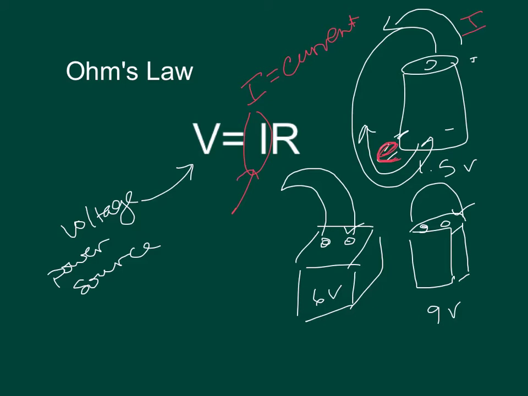And R is the resistance. It's your friction. It's basically how much you don't want to go from one side to the other. It's the friction in the wire. It slows down the current.